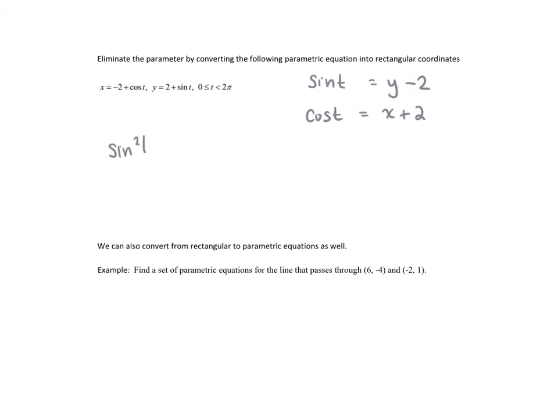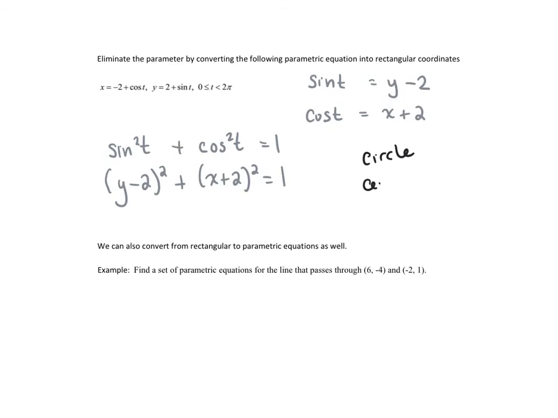So if you can use another relationship, like this one with the Pythagorean identity, then you can substitute that in yourself. So that is a nice thing that you can do. So if I do that, sine t is y minus 2, so I get y minus 2 squared plus cosine squared, which is x plus 2 squared, equals 1. Hopefully you recognize this. This is a circle with a center of -2, 2, and a radius of 1. So if you graph this on your graphing calculator, you should see that kind of equation.